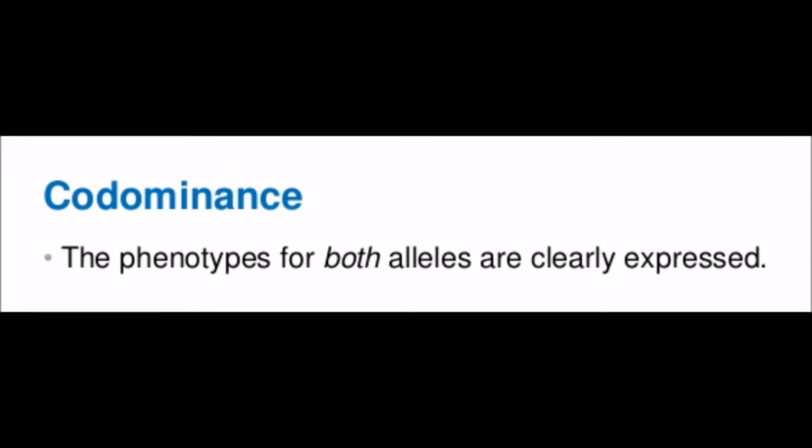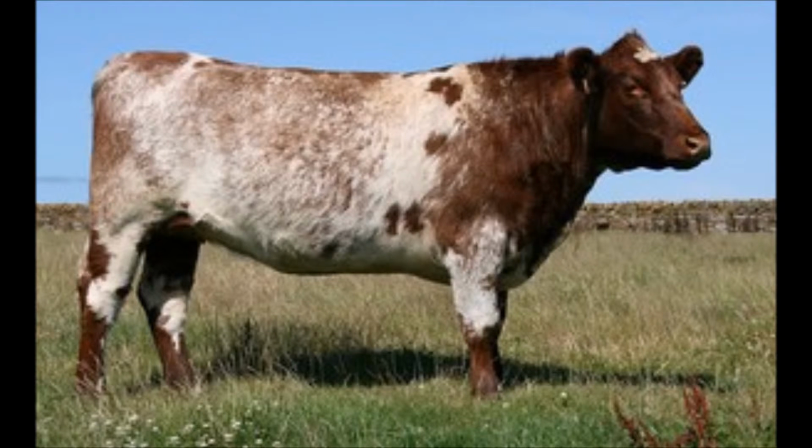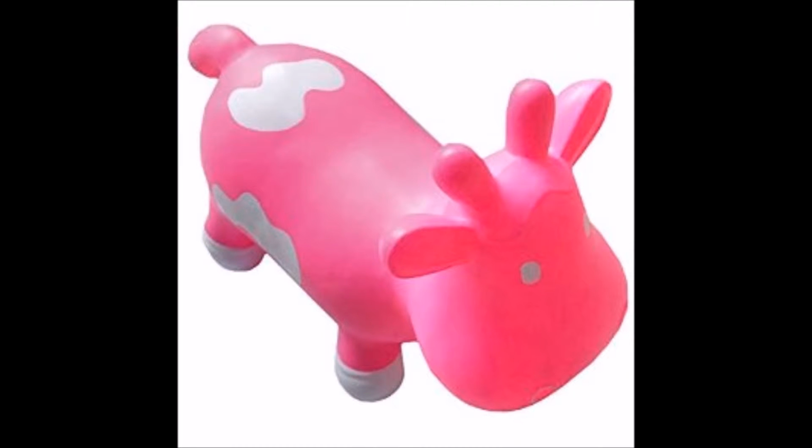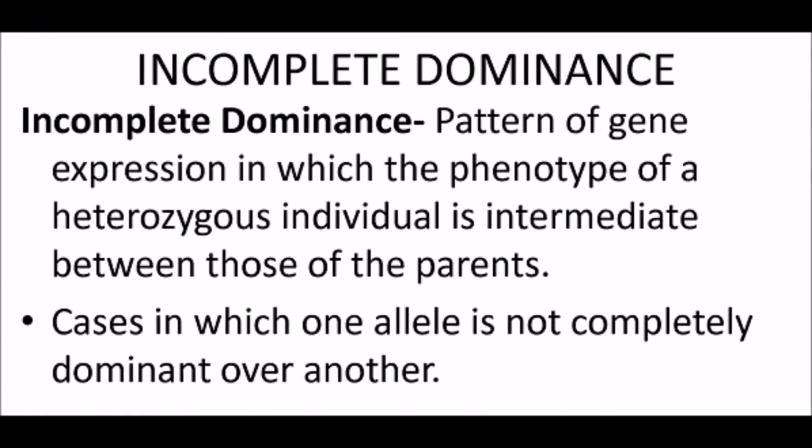Another example of codominance that can be observed more easily is the roan cow, which has alleles for both red and white hair. An important thing to remember is that with codominance the two traits are not blended together. The roan cow has both red and white hair, but it does not have pink hair. You can also have incomplete dominance where the two traits are blended together. A good example of incomplete dominance is snapdragons, where if you cross a red snapdragon with a white snapdragon, the resulting heterozygotes are pink.